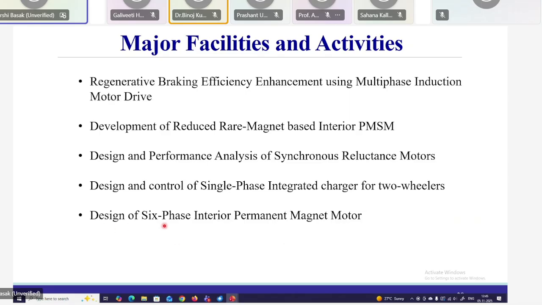And we are also working on a six-phase interior permanent magnet motor, where we are trying to compare the different winding topologies for the six-phase interior permanent magnet motor.